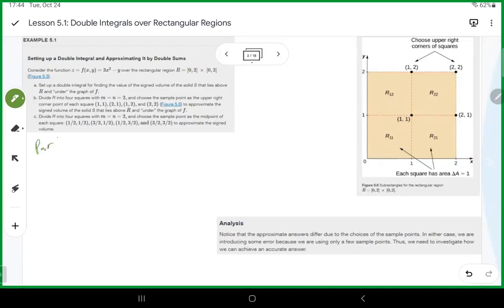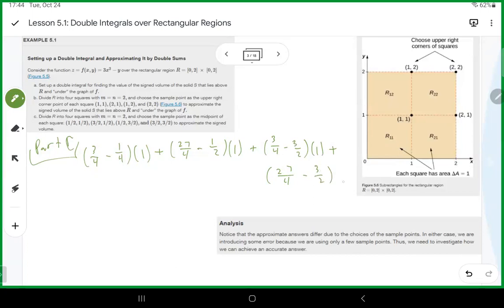So you would have (3/4 minus 1/4) times 1 plus (27/4 minus 1/2) times 1 plus (3/4 minus 3/2) times 1 plus (27/4 minus 3/2) times 1.